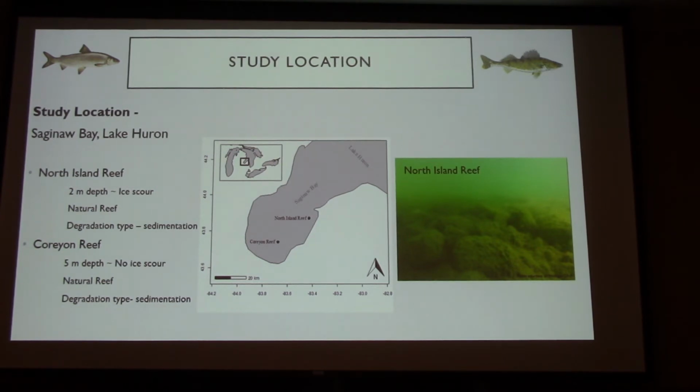This is in comparison to another reef that we tried to clean, Corian Reef, where, if you remember that picture I showed earlier where they built a new reef, this is where they built it ultimately. But it's a bit deeper, there's no ice scour, and you can see there are no interstitial spaces either. It's completely covered in sediments, and then there are some beds of resettled mussels as well.